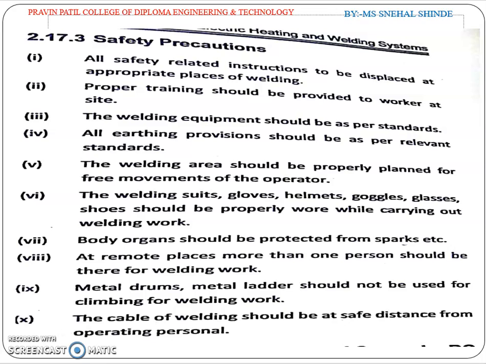Then we have seen the qualities of a good weld. Then welding defects, what the defects are if it is done improperly. Then we have seen the characteristics of the arc, the factors on which the arc length depends, methods of arc stabilization, then advantages and supply requirements, then safety precautions to be followed. So we have studied in this chapter the electric heating and welding system.